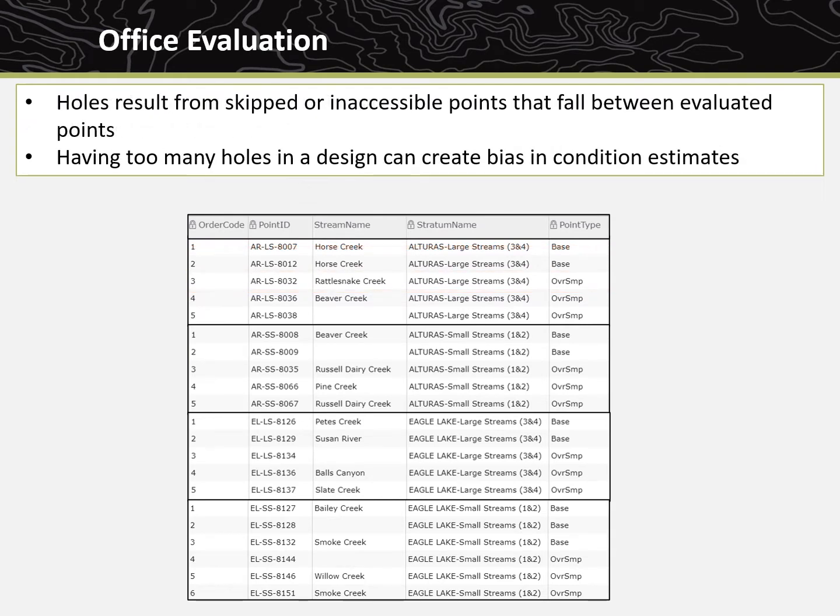This process is followed to avoid creating holes within the sample design. Holes result from skipped or inaccessible points that fall between evaluated points. Having too many holes in a design can create bias in condition estimates. For example, a hole may occur in this sample design if the AR-LS-8012 on Horse Creek is skipped, while Rattlesnake Creek and Beaver Creek are sampled.